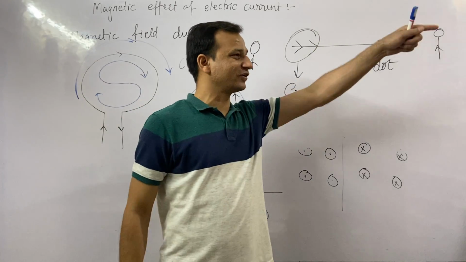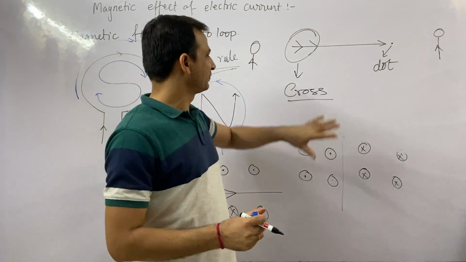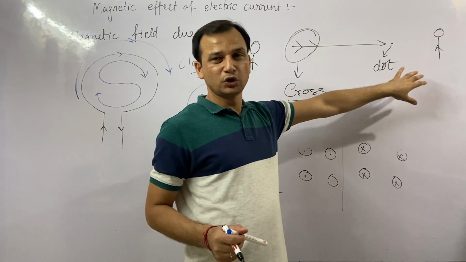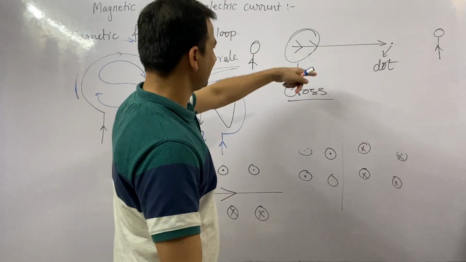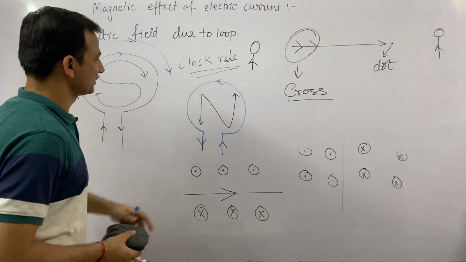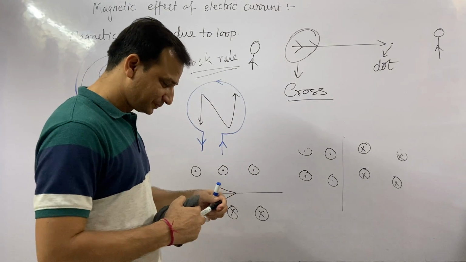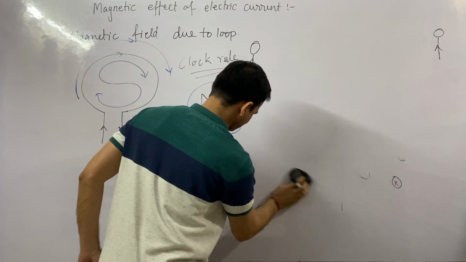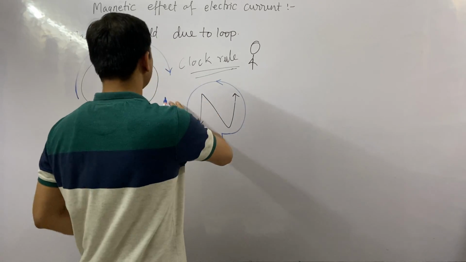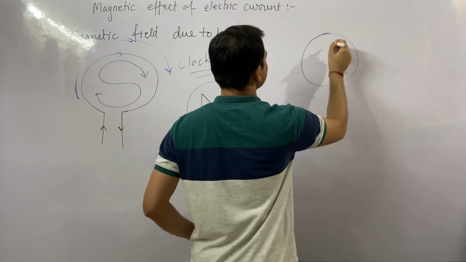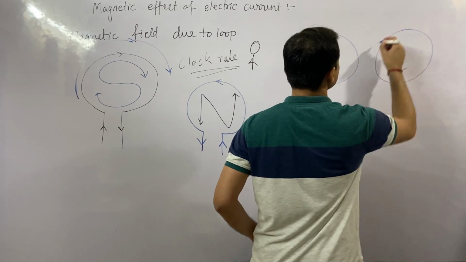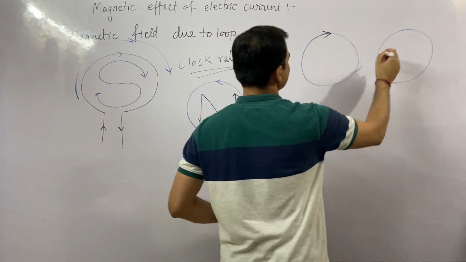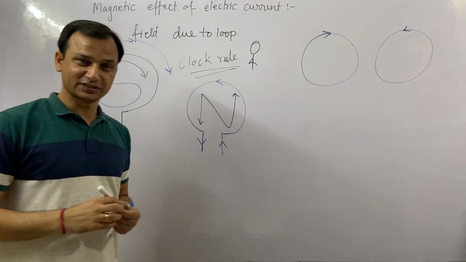So when the magnetic field lines are going away from us, we represent them by a cross, and if they are coming towards us, we represent them by a dot, right? So the same idea we can use, but I have to rub this because I need some space. So imagine these are the two circles now, and one circle is carrying current in clockwise direction and another one is carrying current in anti-clockwise direction.